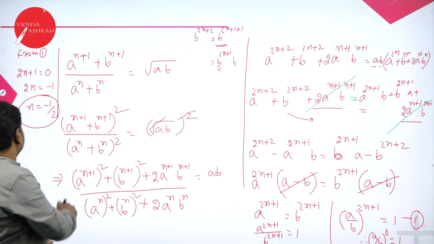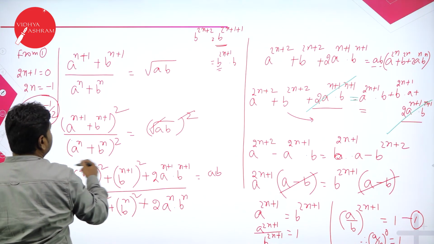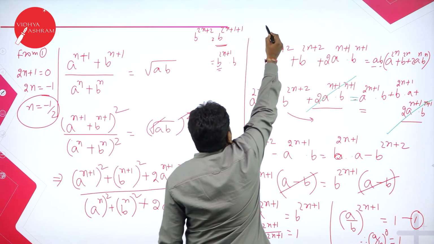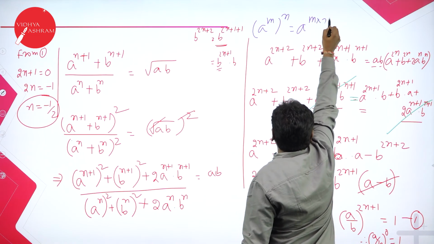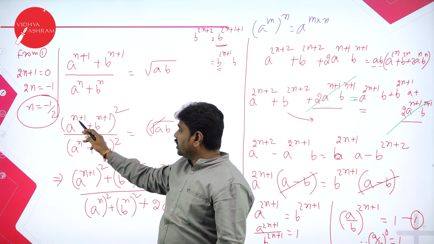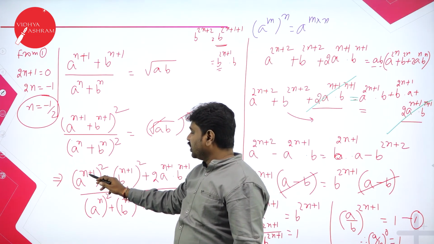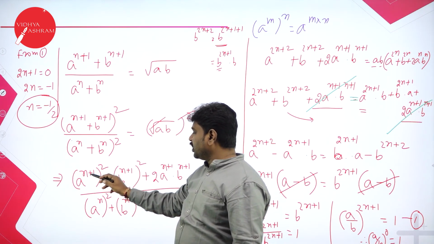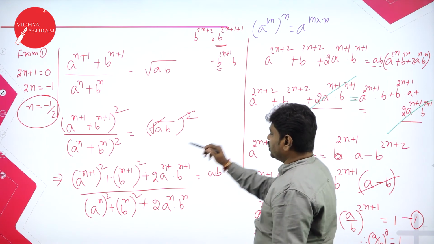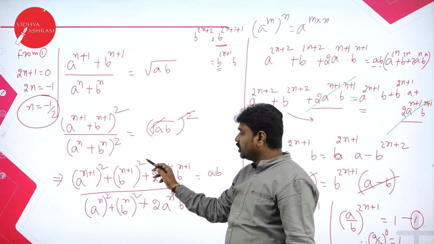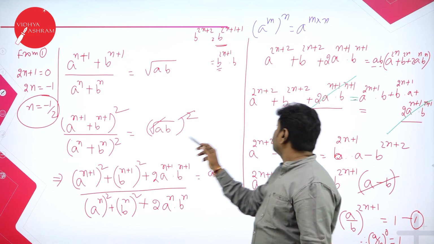But law of indices. In this problem we are using law of indices in many places. What is (a power m) whole power n? A power m into n. So here we have (a power n plus 1) whole square. I will write n plus 1 into 2, which becomes 2n plus 2. That is how we got 2n plus 2. Here (b power n plus 1) whole square is what? Multiply n plus 1 into 2, it becomes 2n plus 2.